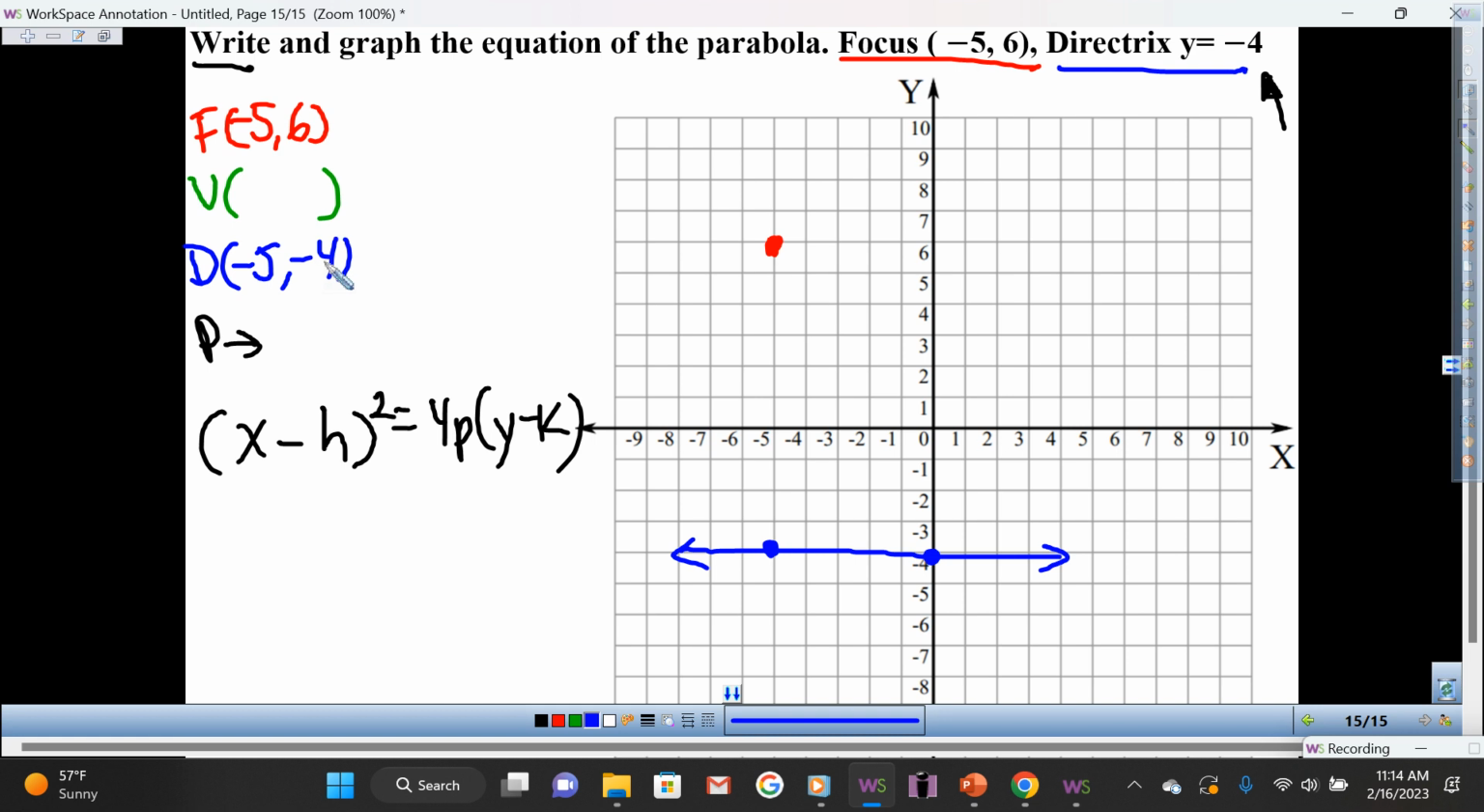So now that we have two points, can you find the midpoint, or the equidistant point from those two? Tell your neighbor what it is. I heard negative 5. That is correct. And what? 1. That is correct. Negative 5, 1. Place it there, and that's our vertex. And that's all we needed for the graphing. And we said that it's always opening towards the focus, so here's our parabola.